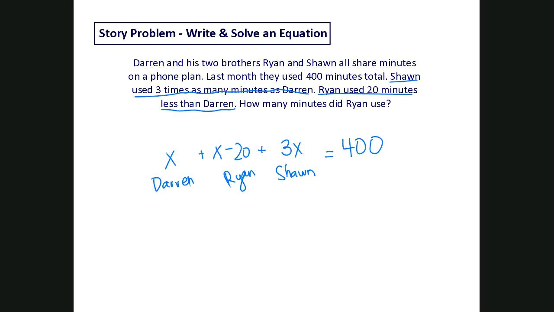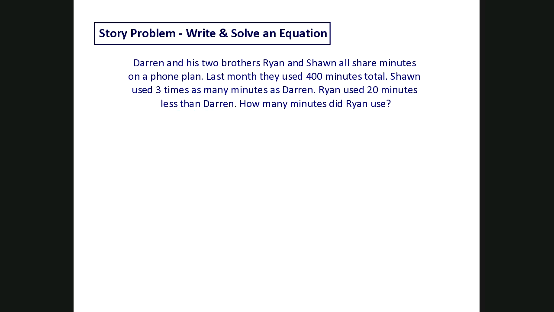Okay, so is everybody okay with where I came up with this equation? X plus X minus 20 plus 3X equals 400. Okay, I'm a little rusty using this. So everybody, I think we're okay with where the equation came from. Remember, it's keeping track of the number of minutes each boy used, and we know that the total added up to 400.